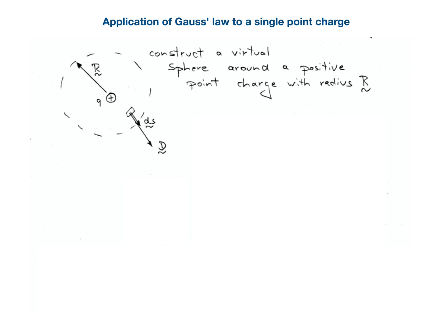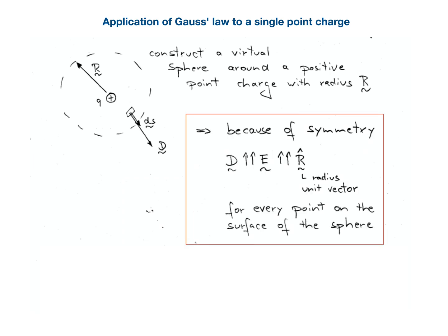Let us go through this application formally and apply Gauss's law in integral form to a single point charge, shown here on the left. In order to apply the law, we define a virtual Gaussian sphere, indicated in dashed, and on that virtual surface we have a differential surface element dS. Such a surface element exists at any place on the surface, and also at this point in space there will be a field vector D.